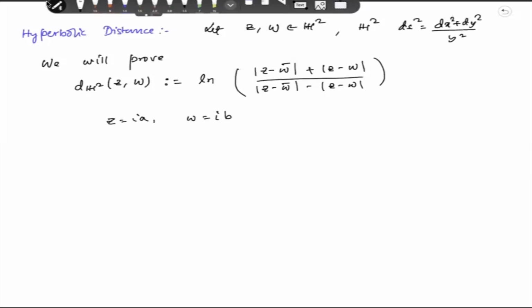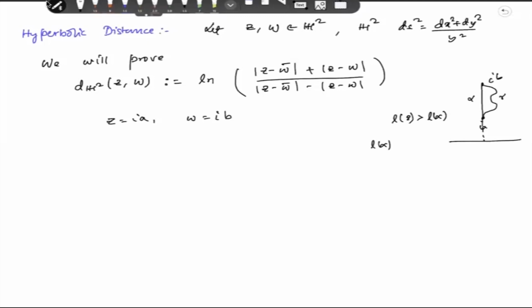So we have showed that the geodesic joining iA and iB is the imaginary axis. And if I take any other differentiable path gamma, and if I call alpha the vertical geodesic joining iA and iB, we have proved that the length of gamma is strictly greater than the length of alpha.